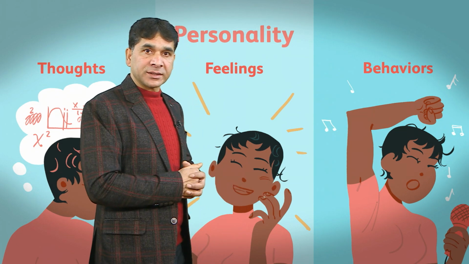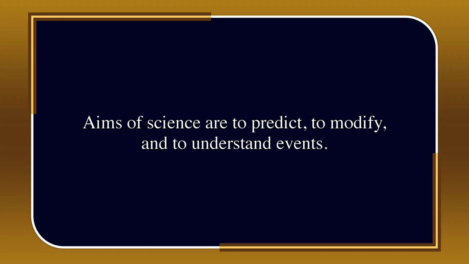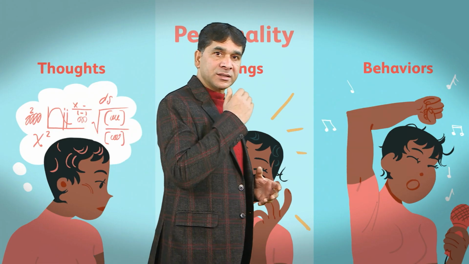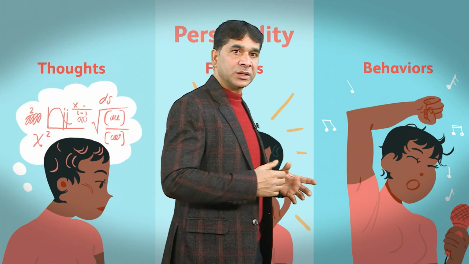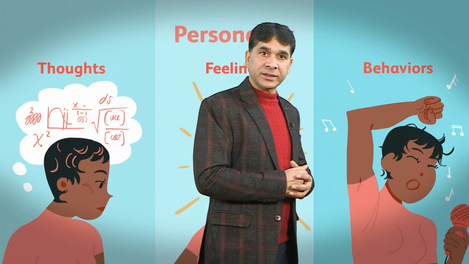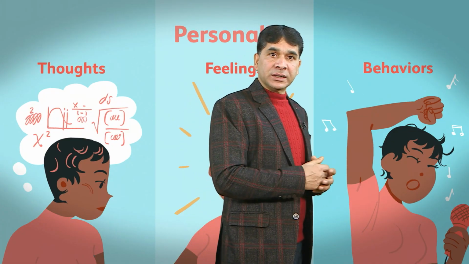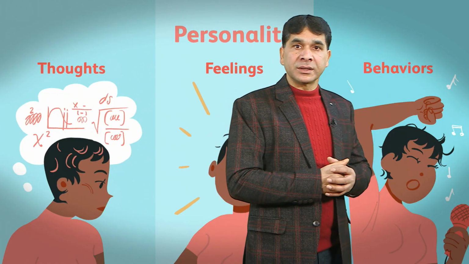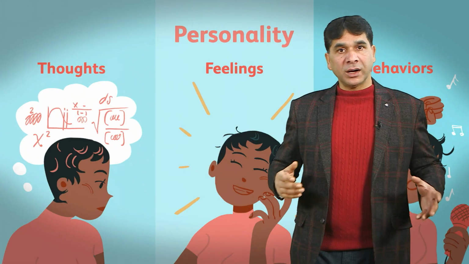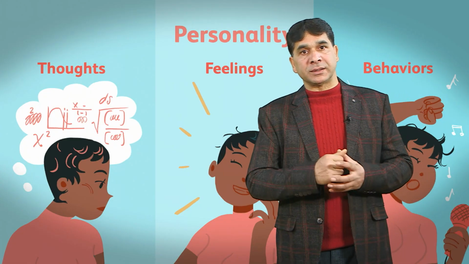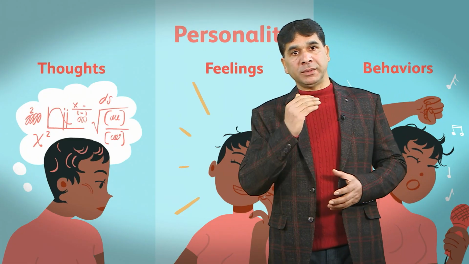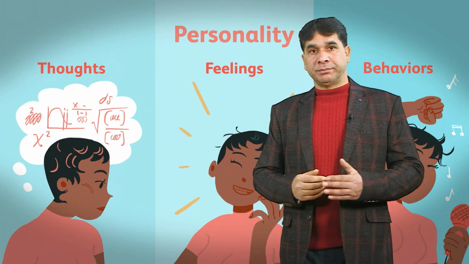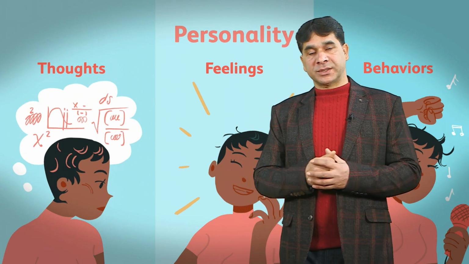As a matter of fact, the aims of science are to predict, to modify, and to understand events. We can say that the scientist's main goal is to reduce uncertainty. In fact, it is not only the scientist but every person who shares these same aims. All people are motivated to anticipate the future and make plans based on expected outcomes.